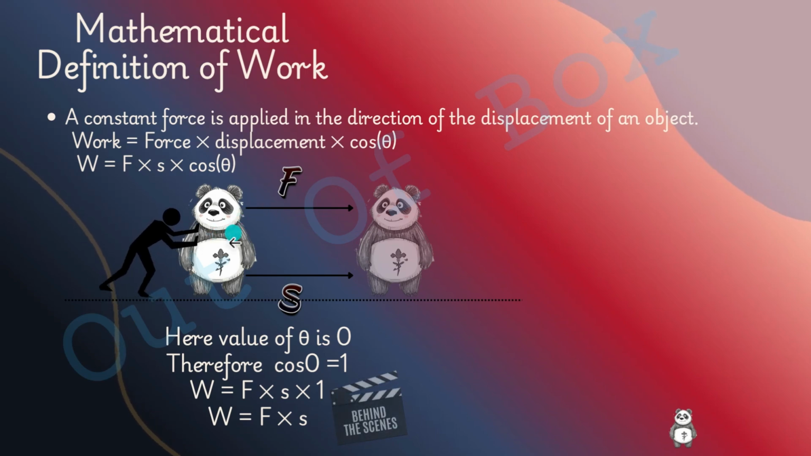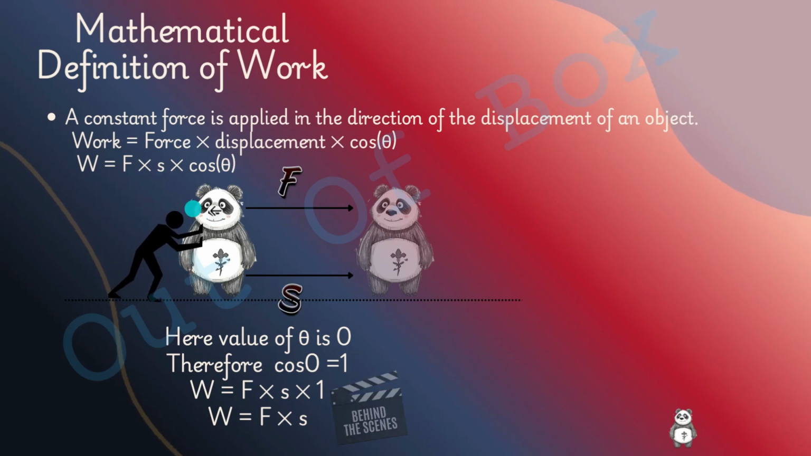Here you can see that the man is trying to push the panda in this direction by putting force F, and the panda slides here and covers a displacement S. So the formula comes out as work equals force into S into cos theta. This cos theta is not in your book, but it will surely help you to understand the formula.